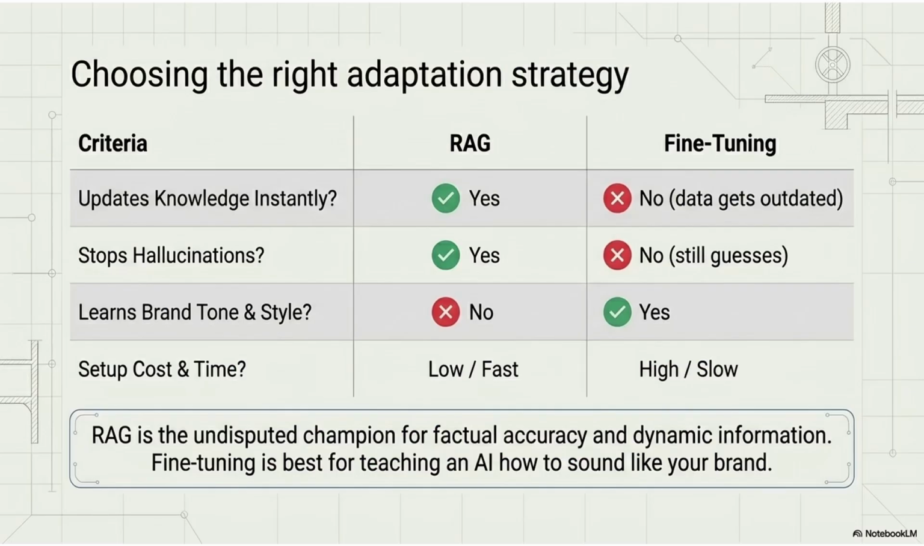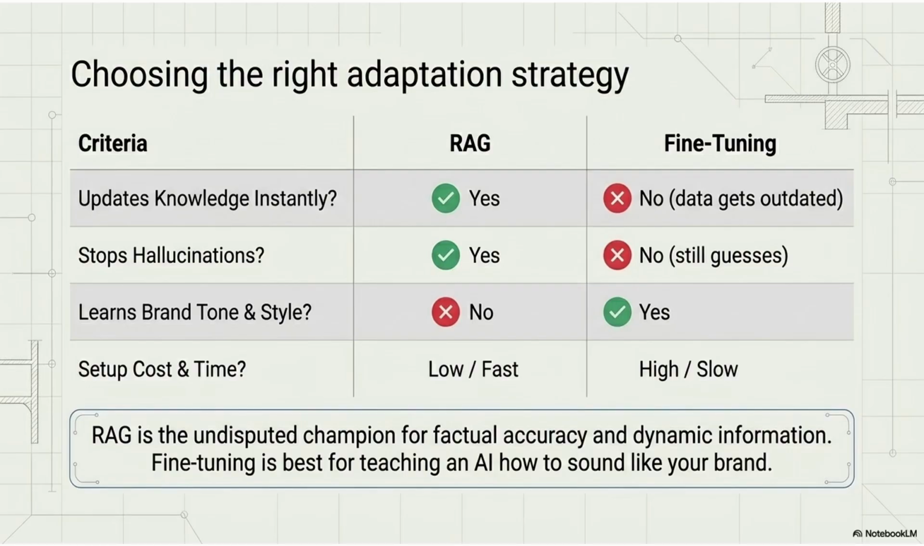So which one should you actually use? Here is a quick cheat sheet. Need to update knowledge instantly? Use RAG. Need to stop hallucination? Use RAG. Want the AI to learn your brand's tone and style? Use fine-tuning. As for setup cost and time, RAG is low cost and fast. On the other side, fine-tuning is high cost but slow. So RAG is the undisputed champion for factual accuracy and dynamic information. Fine-tuning, on the other hand, is best for teaching an AI how to sound like your own brand.